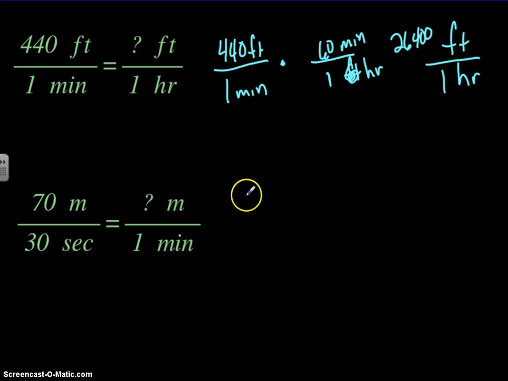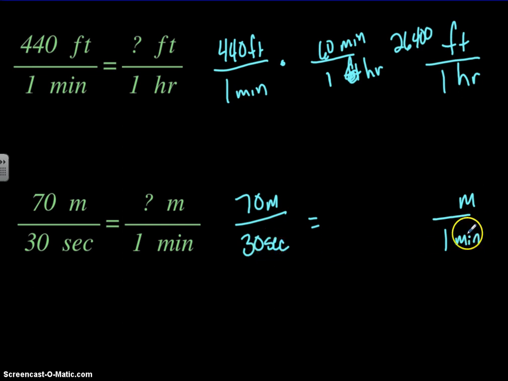Okay, the next one, I've got 70 meters to 30 seconds, and I'm going to go to meters per minute. Well, I've got 30 seconds, and I want to go to minutes. Well, how many seconds in a minute? Well, there's 60. What do I have to do to make this a minute down here? I can multiply by 2, which would be a pretty easy thing to do.